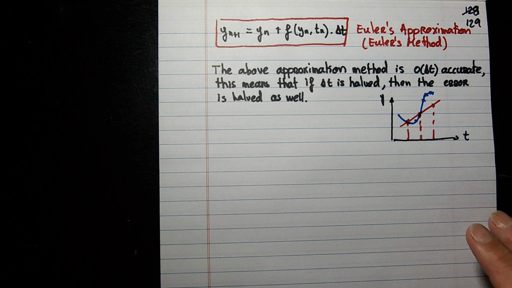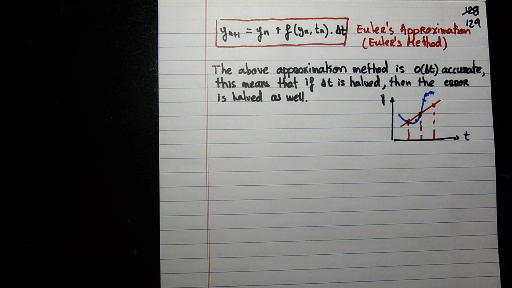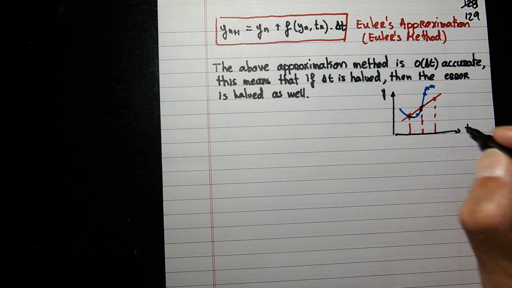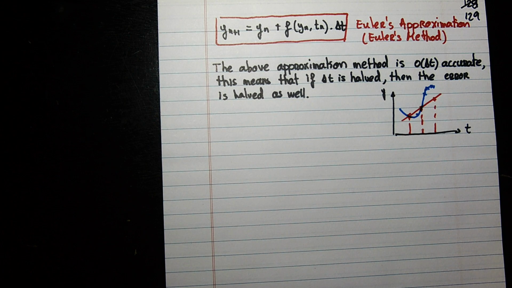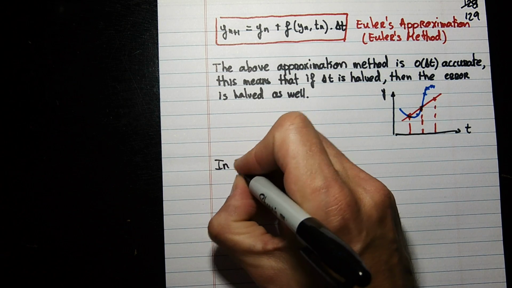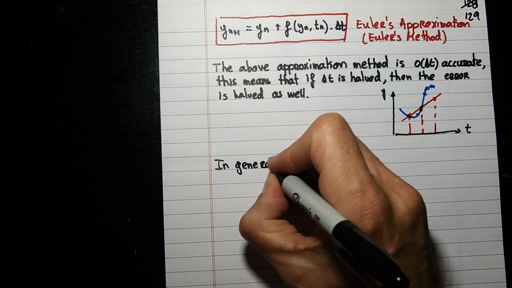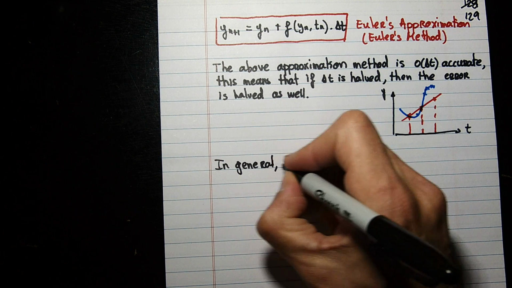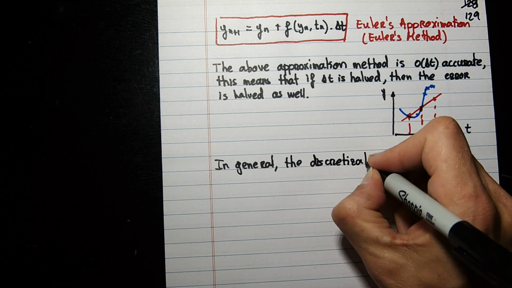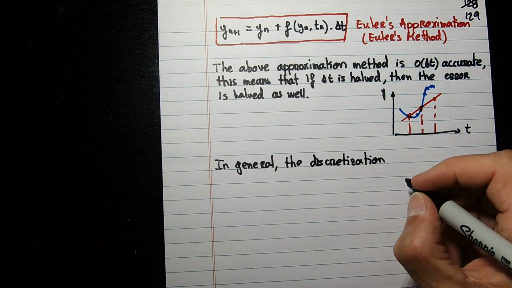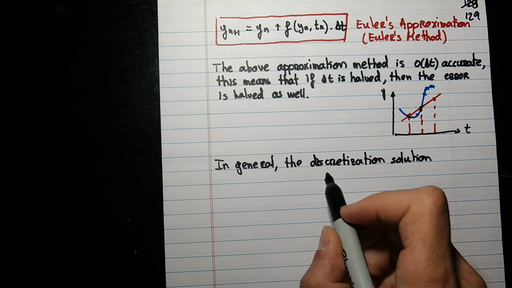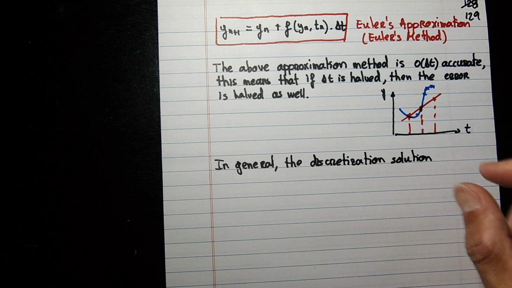Alright, so this is basically the theory. So in general, the discretization of the solution. Discretize means basically breaking the solution into multiple discrete intervals.